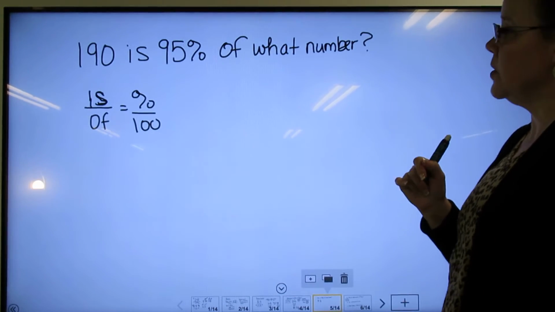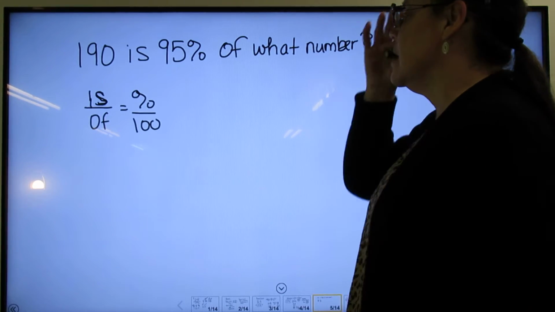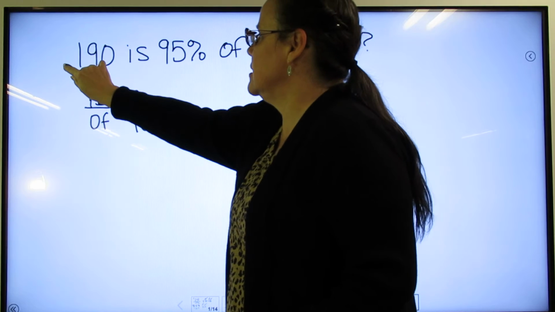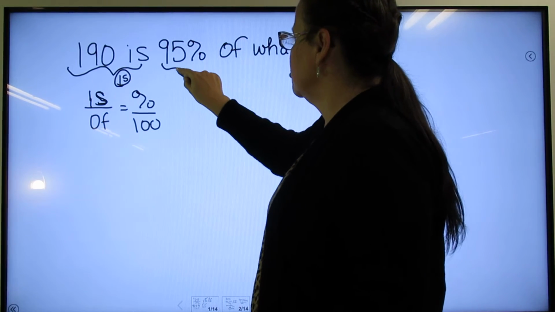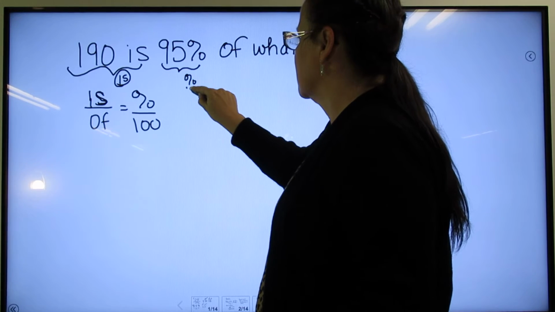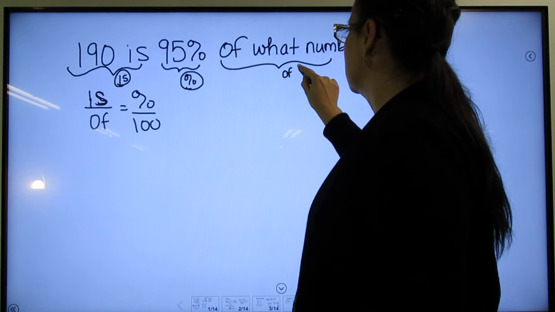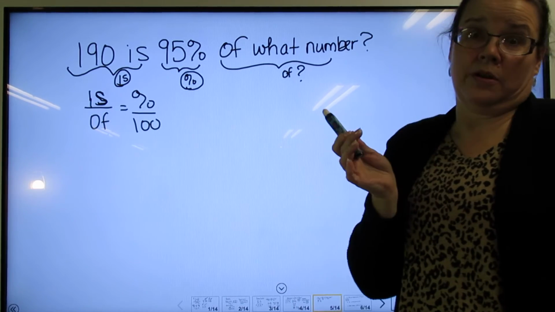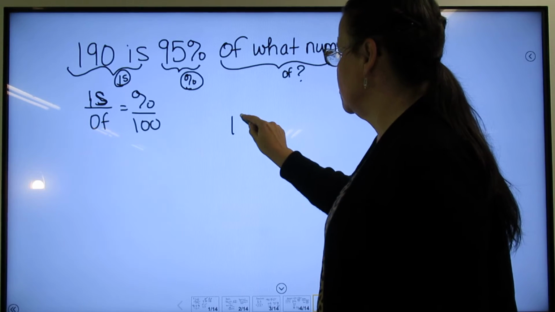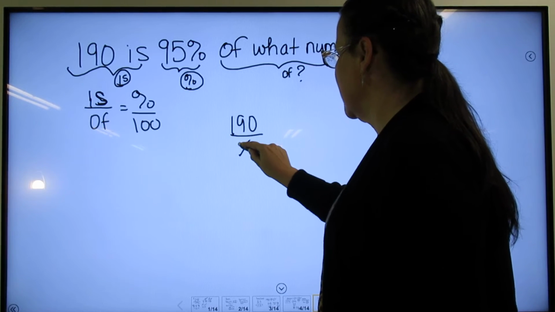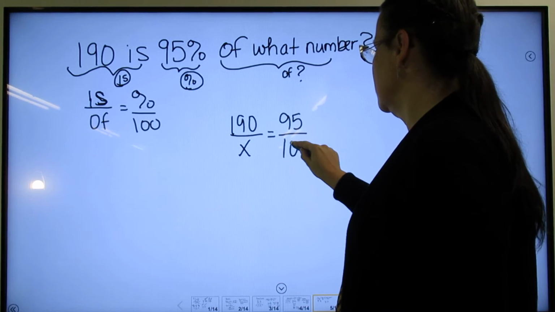Again, I gave another one. 190 is 95% of what number? So now we're looking for the of, right? Because this is the is. This is your percent. And this is your of. And this would be where you wouldn't know what it is. You put the question mark or the x. And so you would do 190 over x equals 95 over 100.